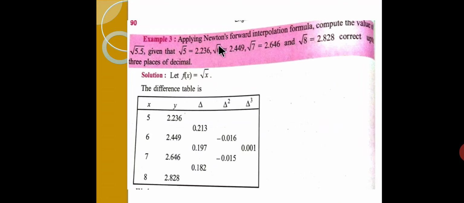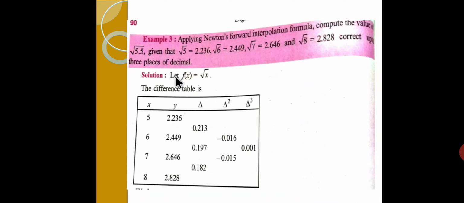In this they mention the method we have to apply, Newton's forward interpolation. The given function is of the form square root of 5.5, meaning the function is of the form root x, and the x value is 5.5. This is our required value. The given arguments are in the form root 5 is equal to 2.236, meaning 5 is our argument and 2.236 is the entry for this argument.